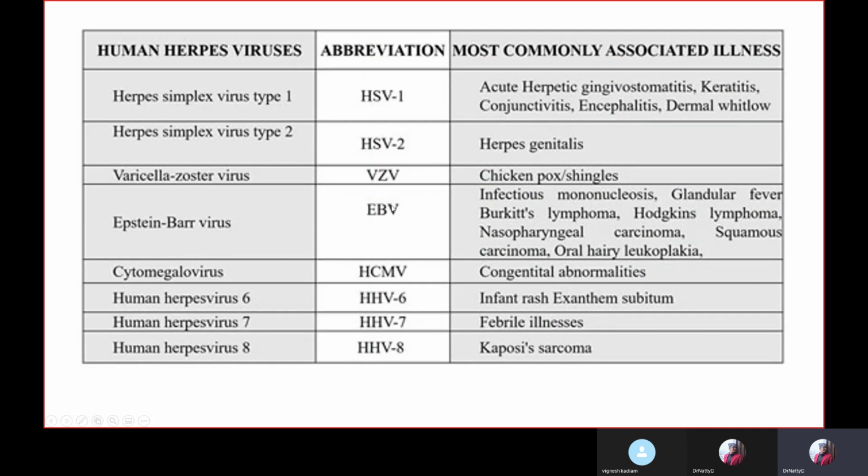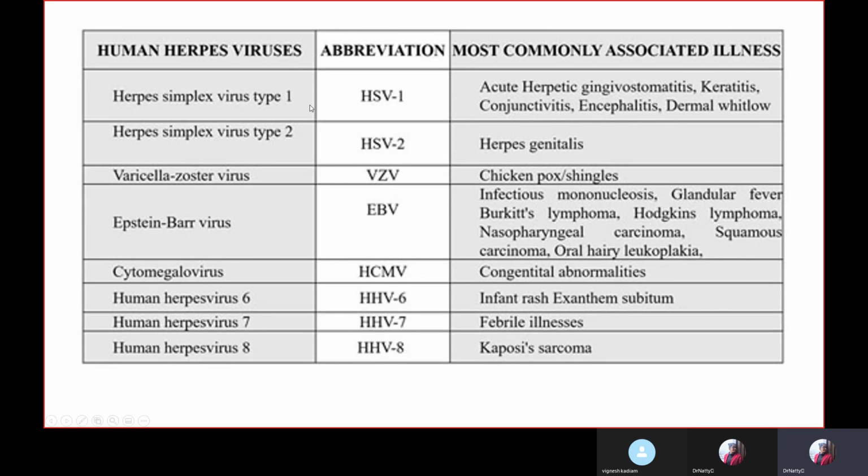Fourth one is Epstein-Barr virus, which leads to various diseases, of which 4 things are important. The 4 things are infectious mononucleosis, Burkitt lymphoma, nasopharyngeal carcinoma, and oral hairy leukoplakia. Usually, this oral hairy leukoplakia caused by Epstein-Barr virus occurs in patients having AIDS. Then cytomegalovirus, HHV6, HHV7, HHV8. Here HHV8 leads to Kaposi sarcoma. That alone, if you remember, it's enough.